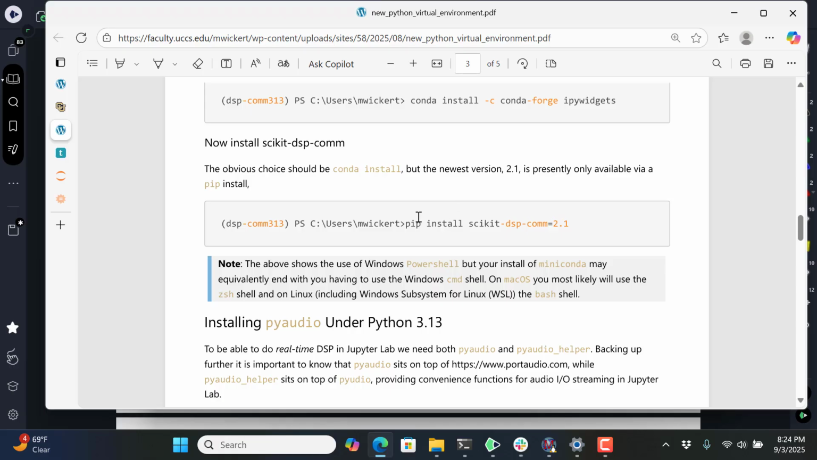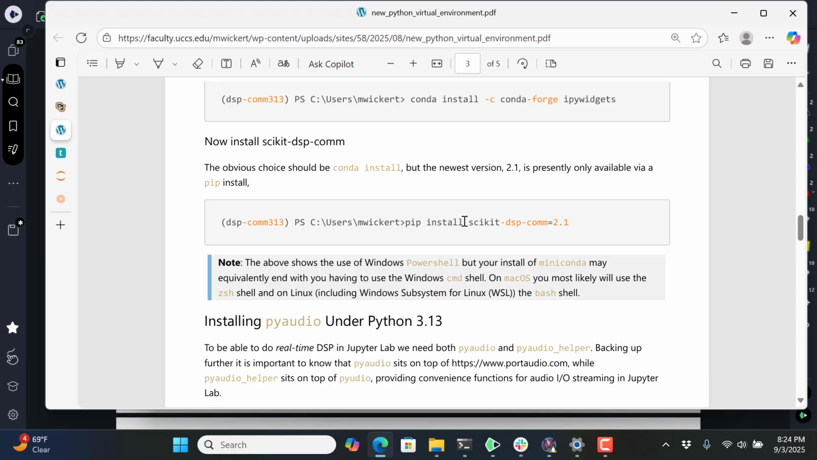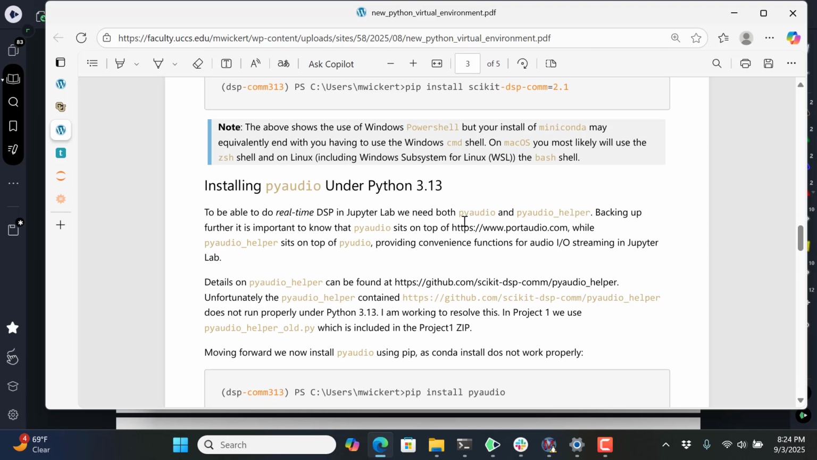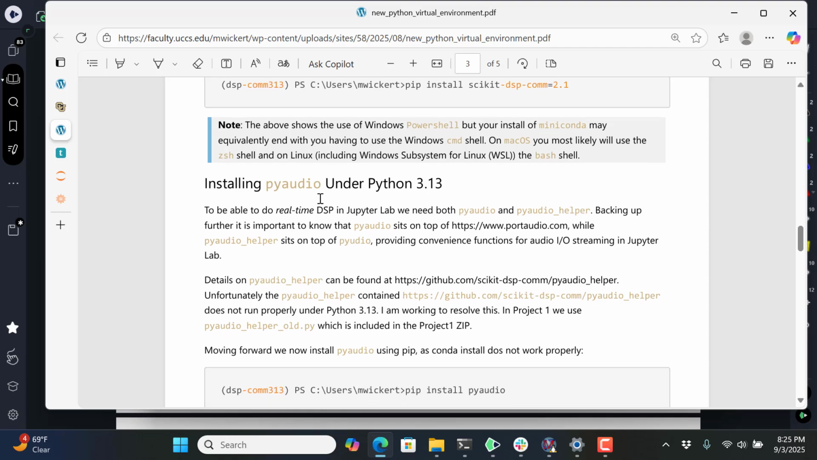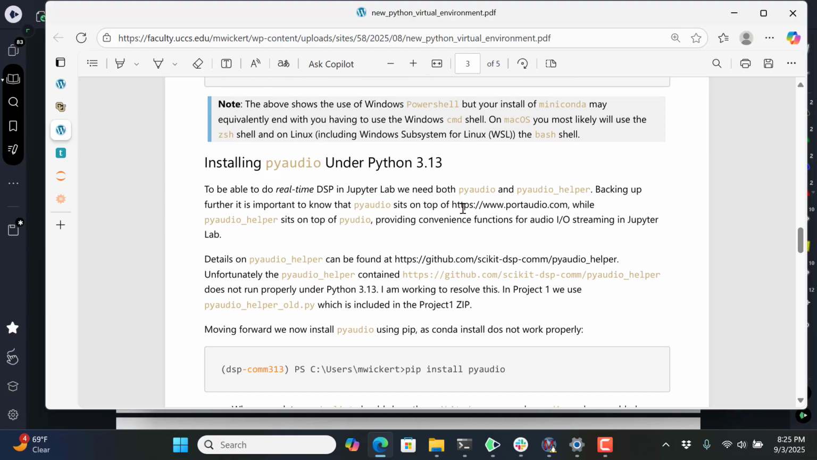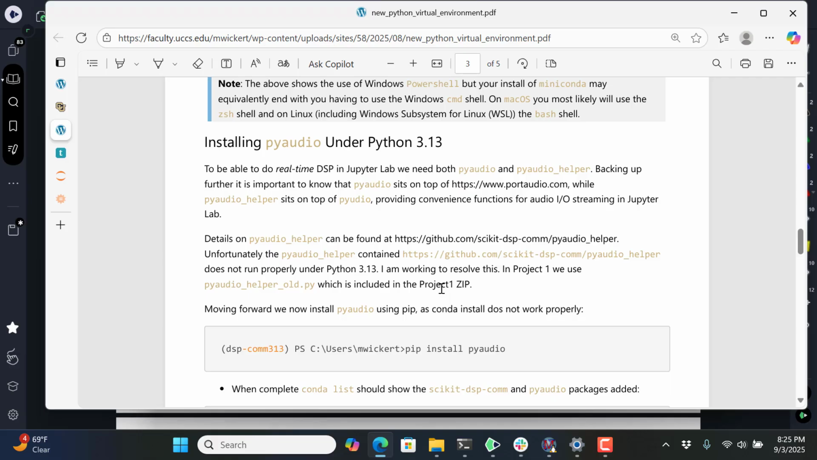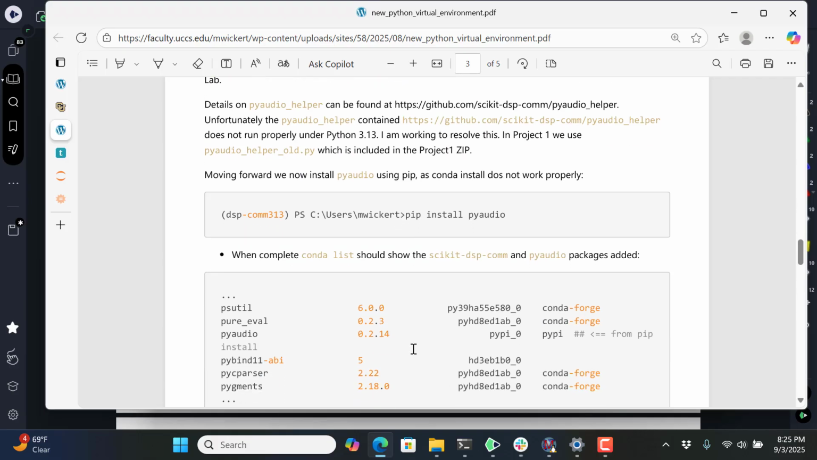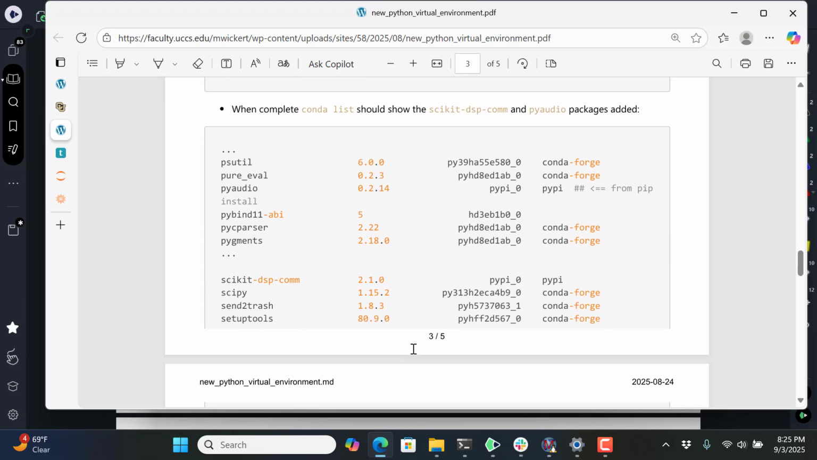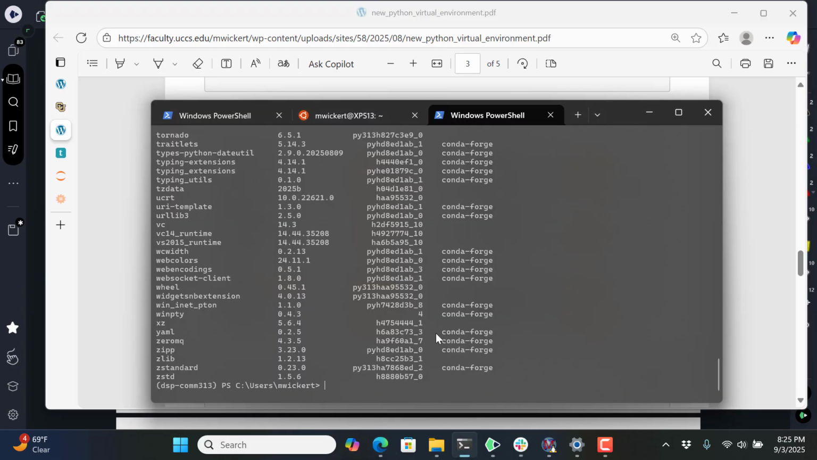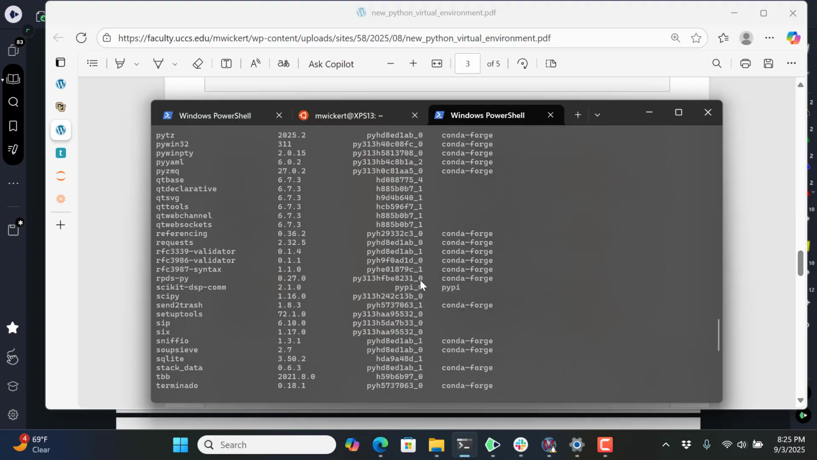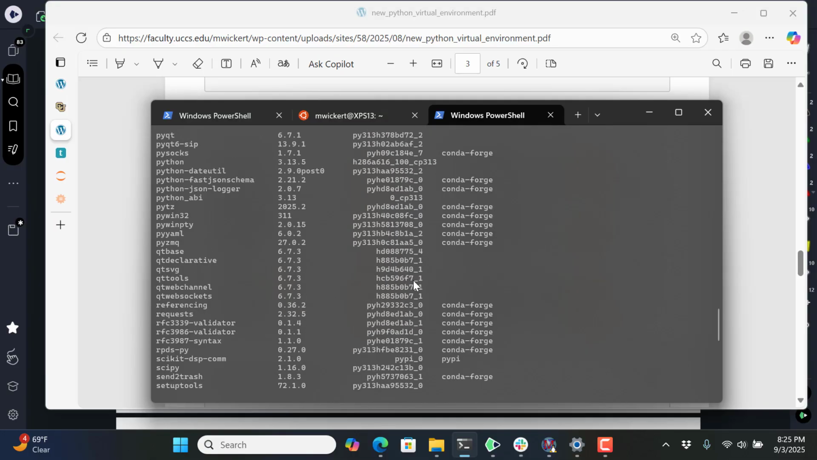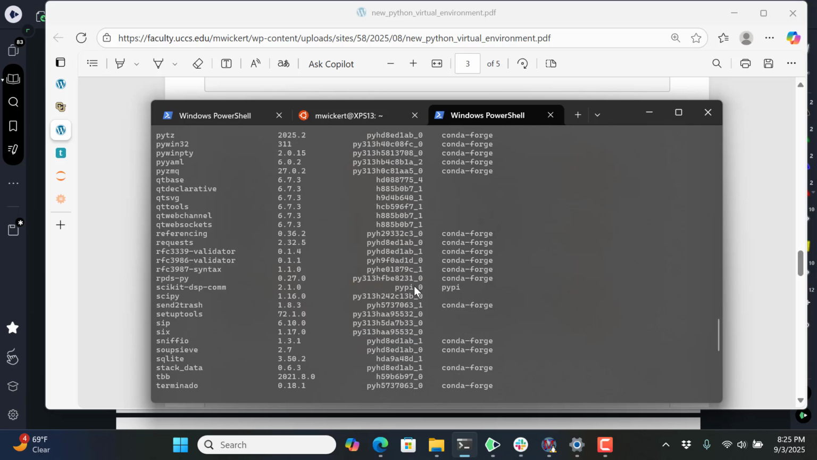Then after that, we want to get the tools for real-time DSP, and that's based on PyAudio. So we can install PyAudio. Reading through this, I'll let you do that on your own, installing PyAudio using pip. And then when you get done, this is just a snippet of the list, but what we were looking at over here in the terminal window, you can just scroll up and down. You can see in alphabetical order what we've installed. What jumps off the page for me would be scikit DSP-COM. Did that get installed? We look under the S's. Sure enough, there's 2.1. PyAudio should be up here.